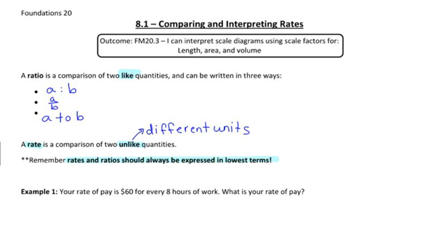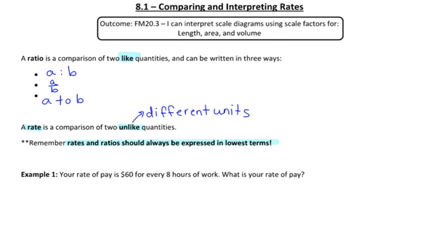Example 1. Your rate of pay is $60 for every 8 hours of work. What is your rate of pay? So $60 over 8 hours. This is a rate because I'm comparing two different units. I'm comparing dollars to hours, but this is not simplified. So I can divide both of these values by 2, which will give me $30 for every 4 hours he works, which is still not simplified. $15 for every 2 hours of work.